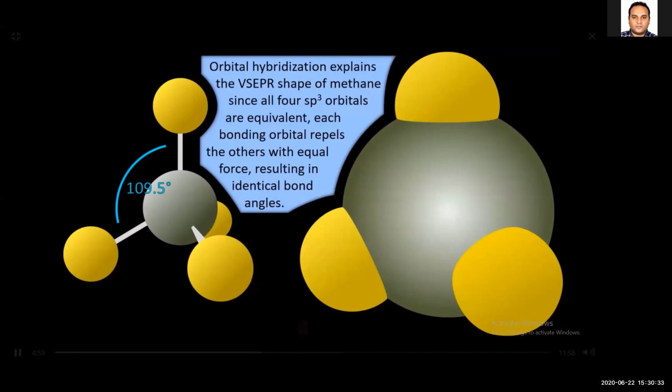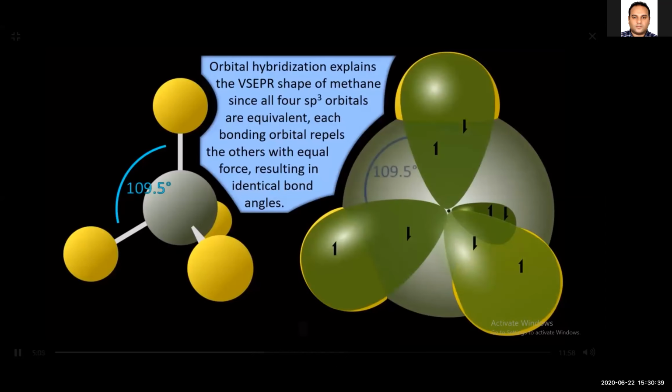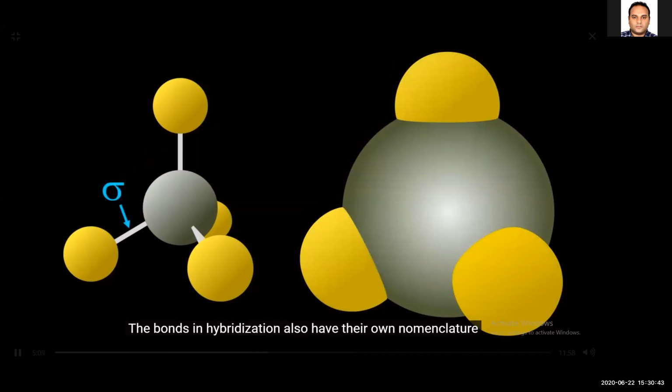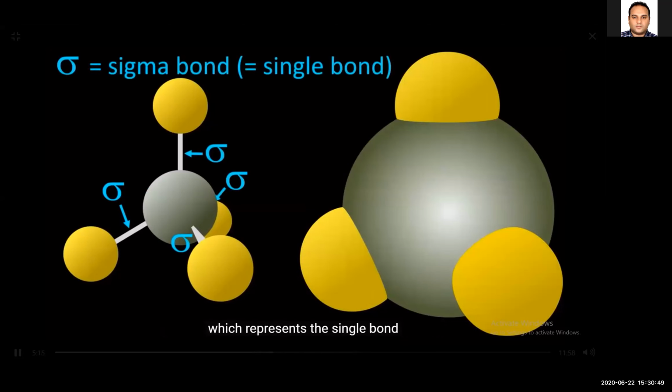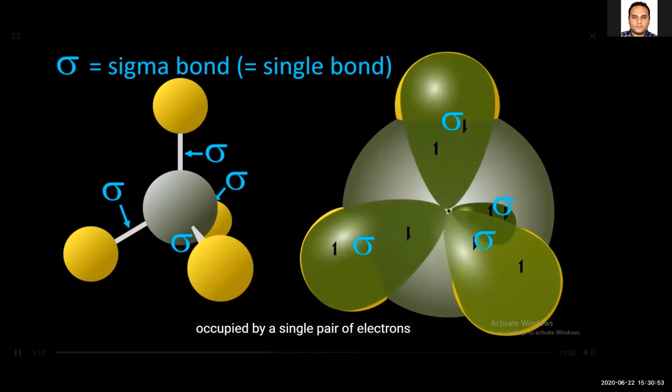Since all 4 sp3 orbitals are equivalent, each bonding orbital repels the others with equal force, resulting in identical bond angles. The bonds in hybridization also have their own nomenclature. The overlapping orbitals are called sigma bonds, which represents the single bond occupied by a single pair of electrons.